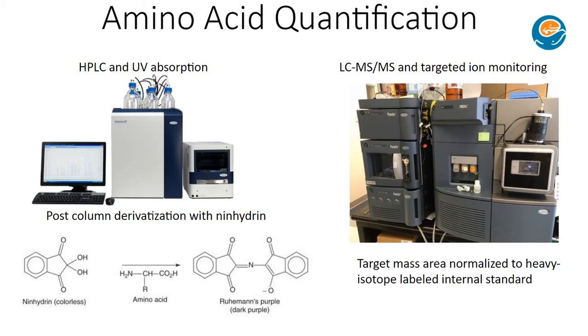We use an HPLC system that relies on UV absorption to quantify each of the amino acids. We use a derivatization component called ninhydrin that, when it reacts with any free amine, will create this compound called Ruhemann's purple, which is literally purple. And using the UV detector, we can measure the intensity of that color at a particular point in time that corresponds to each of the amino acids. So that is the system that my laboratory currently uses.